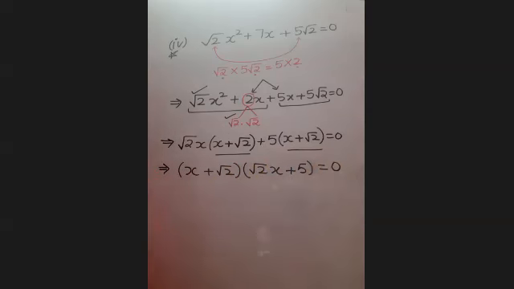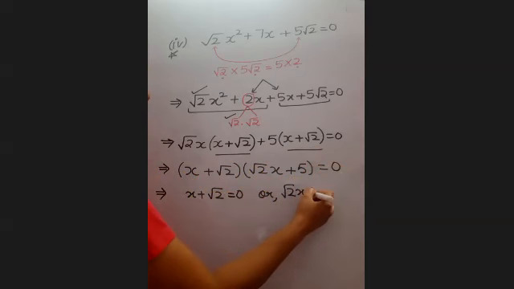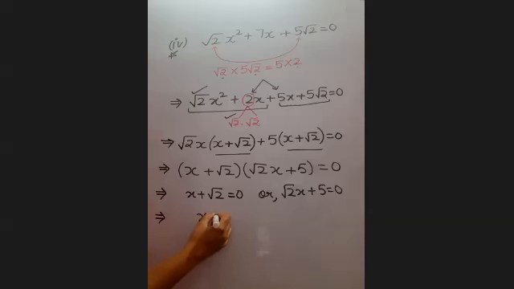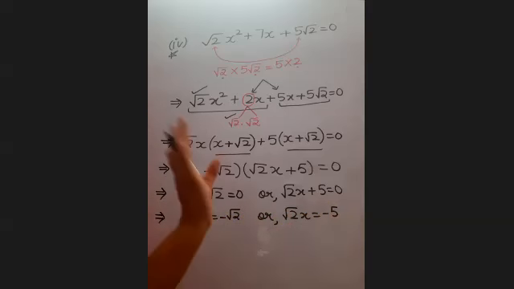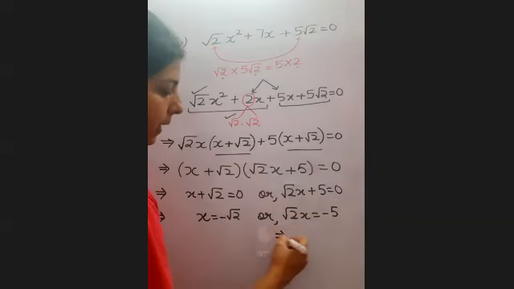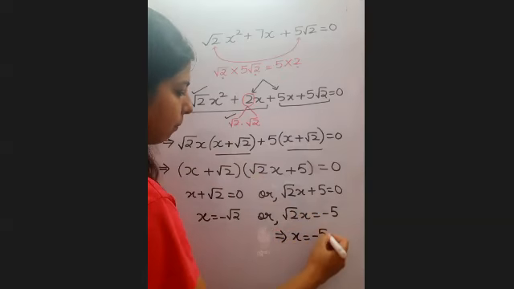Which is equal to 0. Now x plus root 2 equals 0 or root 2x plus 5 equals 0. So this gives me x is equal to minus root 2, and x is equal to minus 5 upon root 2.